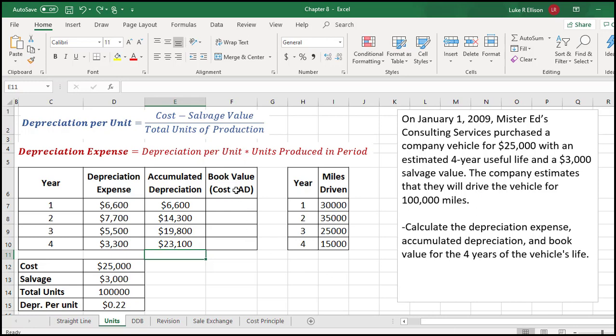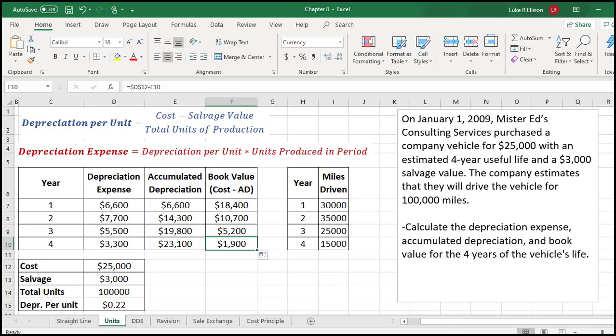Next, we can calculate the book value by taking the cost and subtracting the accumulated depreciation. Well, we know the cost is $25,000, and we just calculated the accumulated depreciation in the last step. So year 1, we can take $25,000 and subtract $6,600 to get a book value of $18,400. In year 2, we can take the cost of $25,000 and subtract the accumulated depreciation of $14,300 to get a book value of $10,700. And you can do the same process for the remaining 2 years. You should get a book value of $5,200 in year 3 and a book value of $1,900 in year 4.